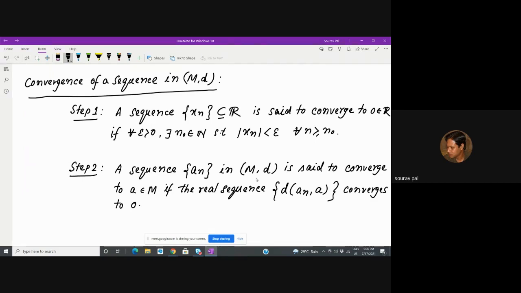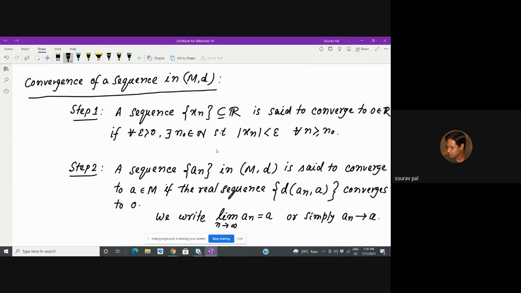Okay, a sequence a_n is said to converge to a if d(a_n, a), this is a sequence of non-negative real numbers, converges to 0. And in this case, we use this notation, limit of a_n equal to a, or simply we use this notation also, a_n converges to a.